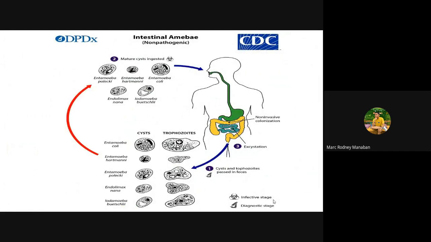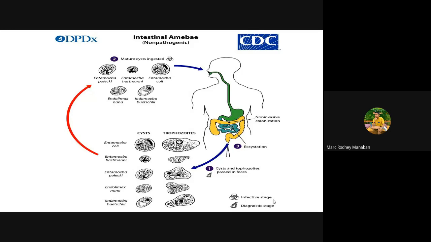So it is really very simple. The only difference between the life cycle of the non-pathogenic amoebae and Entamoeba histolytica is that Entamoeba histolytica is capable of invading other organs. It can go to other organs, the brain, the lungs, the liver, because it is aggressive as an amoeba.